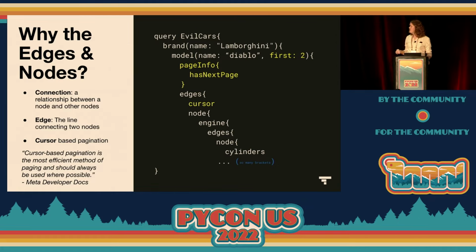So highlighted here, you can see first 2. So this is saying of all the models that are Diablo, select the first 2 out of the list. We're going to have hasNextPage to determine, do we need to paginate this? Do we need to run a secondary call with the cursor to get more results, say to fill out a timeline or a list? And after that, we also can get cursor in the edges, and that tells us exactly where we are in the ordered list.